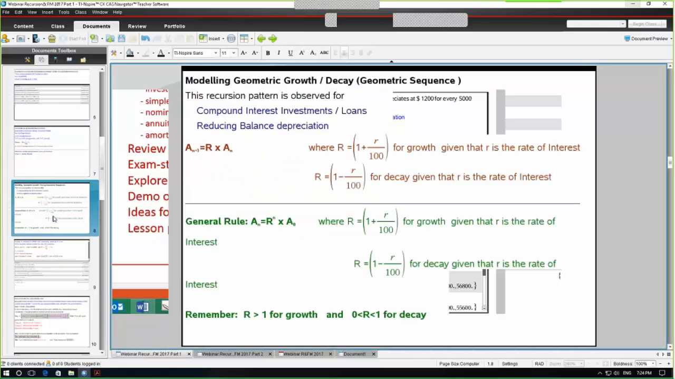And now we are moving on to the geometric aspect, the geometric sequence. Over here, instead of adding a constant term, we multiply it by R. R can be determined using this formula: 1 plus r over 100. For growth, R will be greater than 1. And for decay, the value of R would lie between 0 and 1. So that's 1 minus for decay and 1 plus for growth.